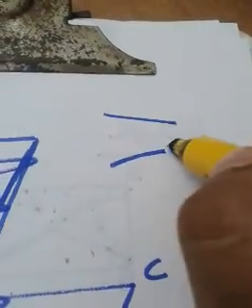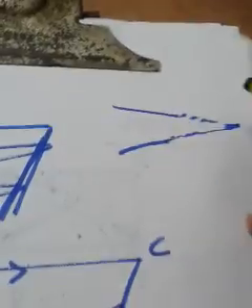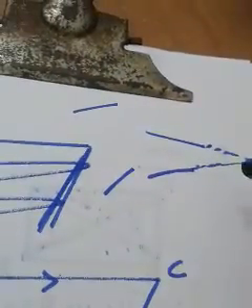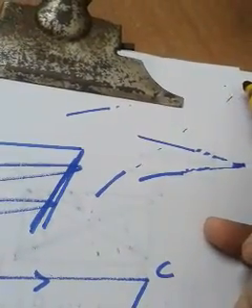Can you say that this line and this line are parallel? No. Why? Because if you extend this line and this line, they will intersect. So these two lines are not parallel. And can you say that this line and this line are parallel? No. If you extend this one and this one, they will intersect somewhere.